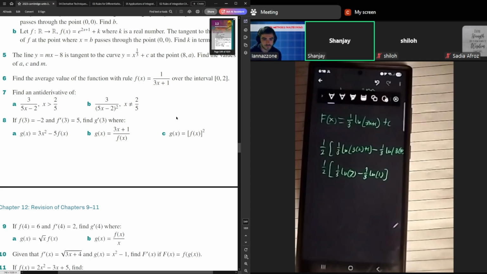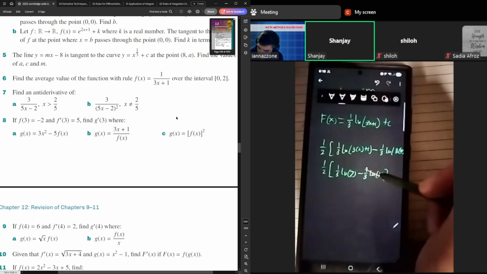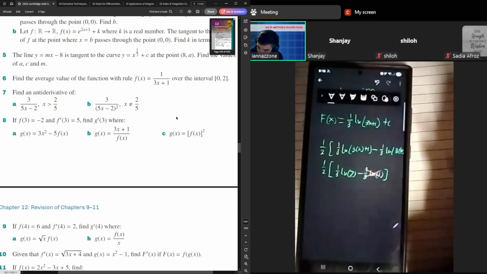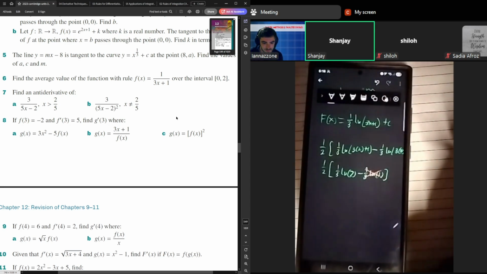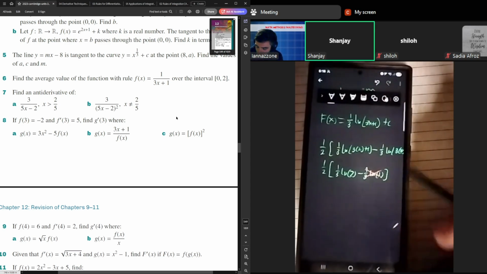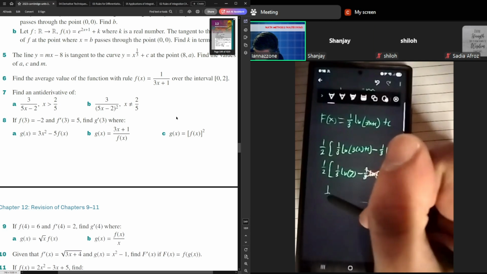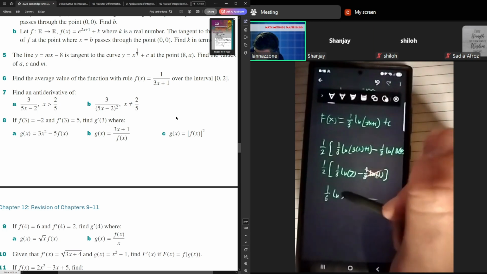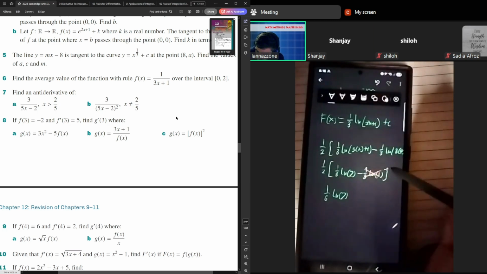A natural log of 1 would just mean that it's 0, right? So the whole thing would be equal to 0. Yeah, precisely. That whole thing's equal to 0. And then you've got your 1 over 6 natural log 7 after that by bringing in that half.